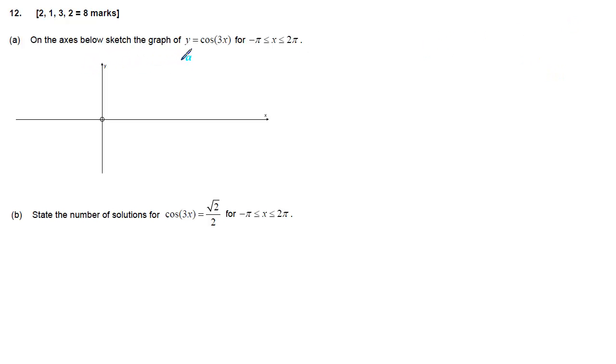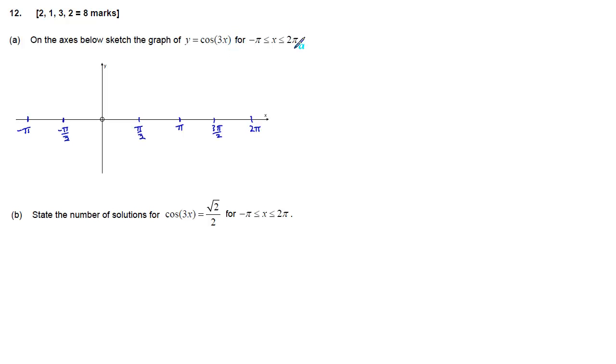We want to sketch the graph of y equals cos 3x for x between negative pi and 2 pi. So if I mark negative pi here, and then I'll have pi here, and 2 pi here. So we've got negative pi by 2, pi by 2, 3 pi by 2.